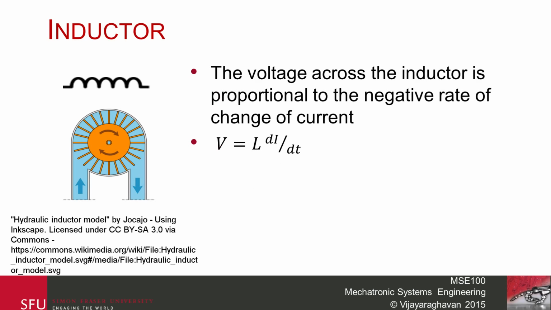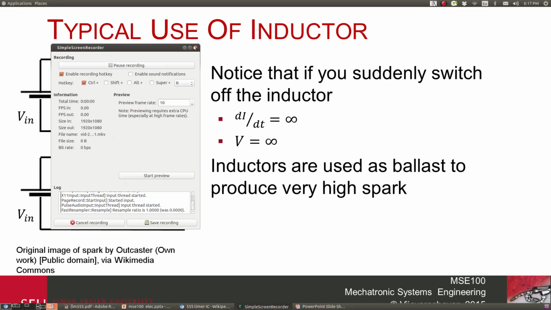So the voltage across the inductor is proportional to the negative rate of change of current. So we can give V is equal to minus L di by dt. I apologize, I missed the minus sign over here.